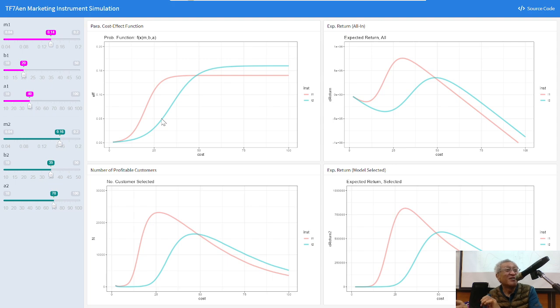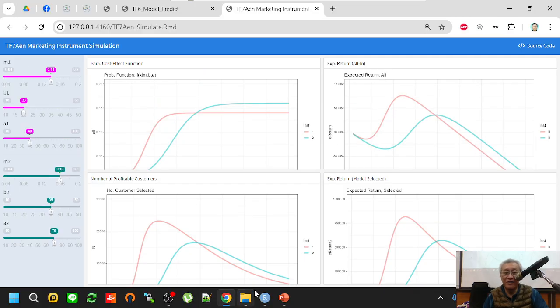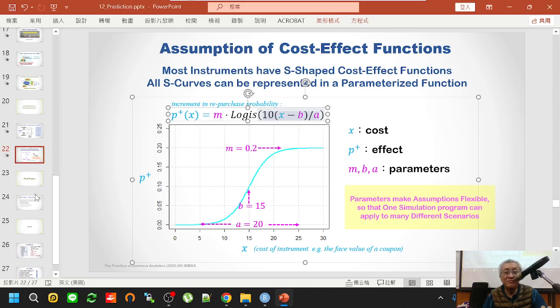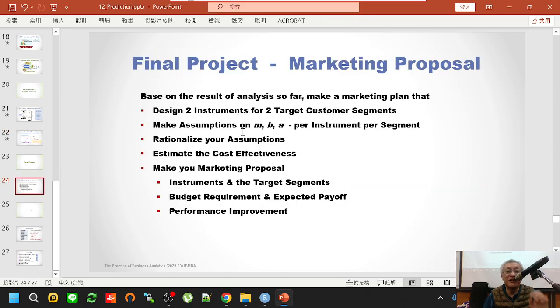Okay? So after next week, basically we will tell you how to make the assumption by setting the parameter of the cost-effective function of marketing instrument, right? And that is basically this thing. Okay?